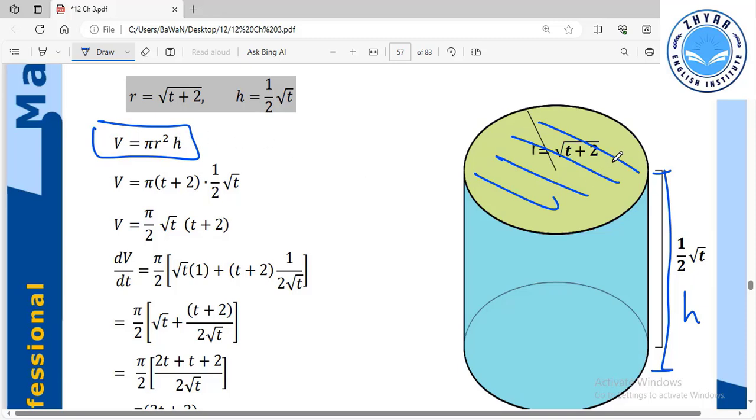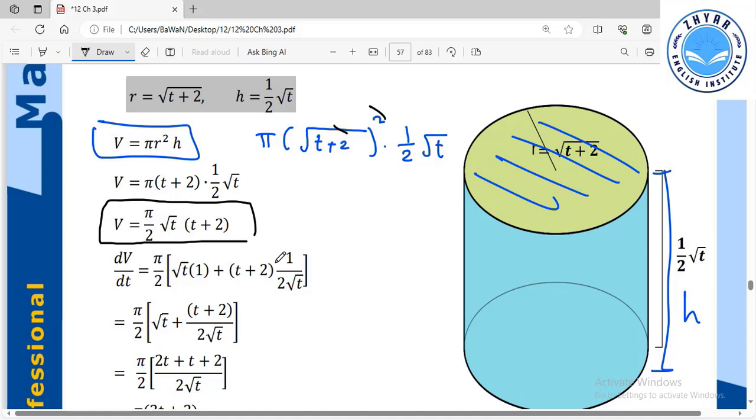For our case, radius is square root t plus 2. Then pi times square root t plus 2, power 2. That's the area of the base, times height, which is 1 over 2 square root t. Here on the side, square root and power 2 cancel out, so we will have pi times t plus 2 times 1 over 2 radical t. This 2 is already down, stays down. Pi is a constant. Multiply these two. When we multiply, we'll get that.